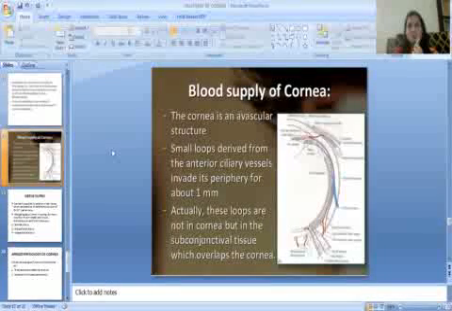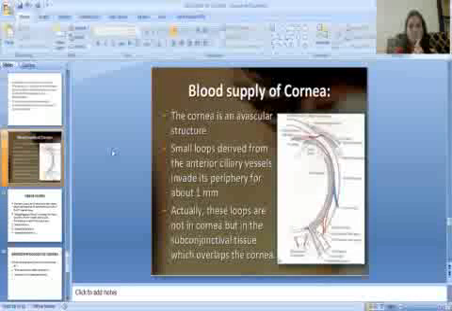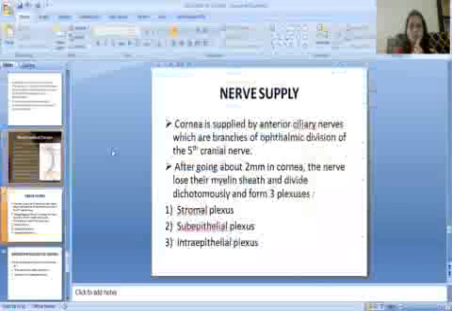The blood supply of the cornea. The cornea is an avascular structure. Small loops derived from the anterior ciliary vessels invade its periphery for about 1 mm. Actually, these loops are not in the cornea, but in the subconjunctival tissue which overlaps the cornea.